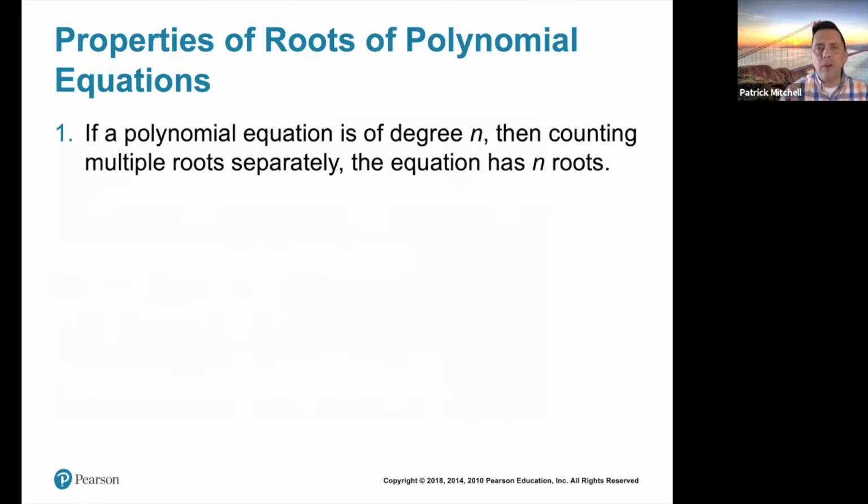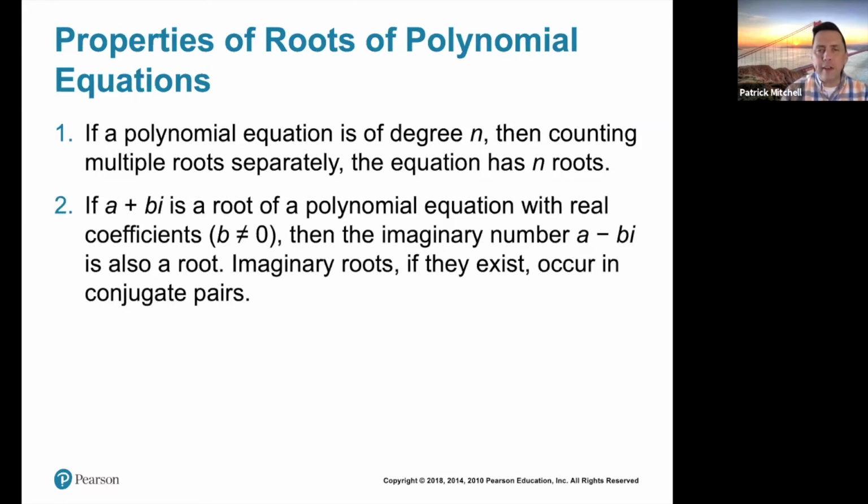Now, what they mean by counting multiple roots separately, let's take something very simple. Let's say we had x minus 2 squared equals 0. That is a degree 2 equation. And it has one distinct 0, which is 2, but the multiplicity of that root is 2. All right, so what they mean by counting multiple roots separately, if you count the 2 twice, it does have 2 roots. So hopefully that makes sense.